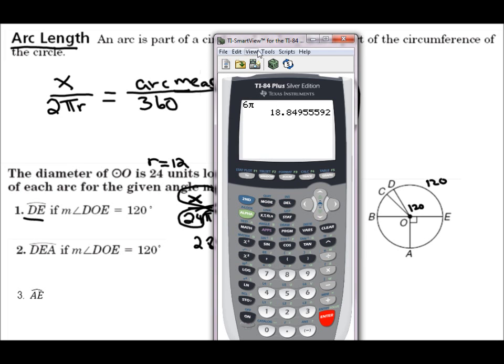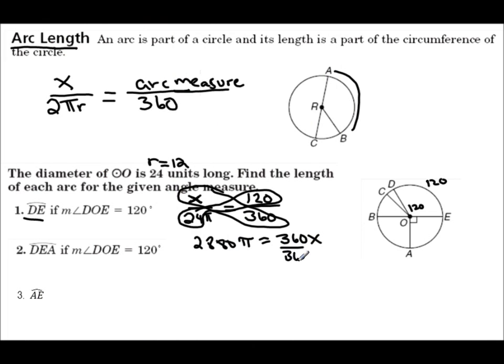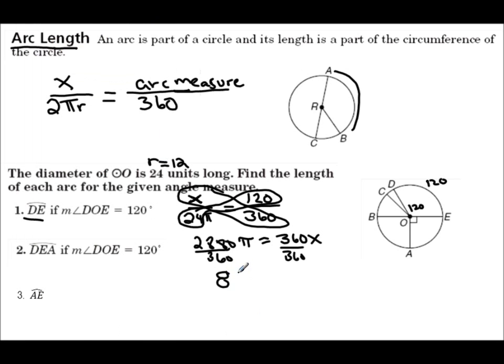Now we would just take 2,880 and divide it by 360. And we're not going to put pi in our calculator again. So we take 2,880 and divide it by 360, which is 8 times pi. That's going to equal x. So the arc length of DE is 8 pi. So it's 8 pi out of the 24 pi possible, because the whole circle here is 24 pi.